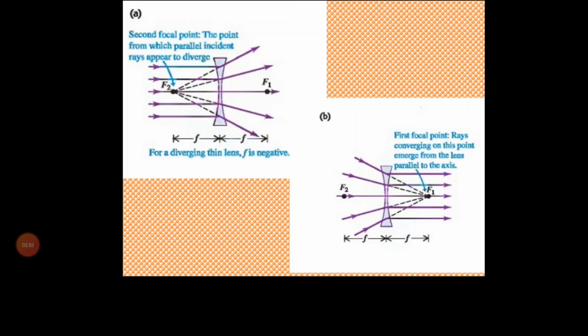In a diverging lens, the first focal point is shown in figure B, that is, rays converging on this point emerge from the lens parallel to the axis. And the second focal point is shown in figure A, that is, the point from which parallel incident rays appear to diverge. So for a diverging thin lens, F is negative. It is shown in the figure clearly.